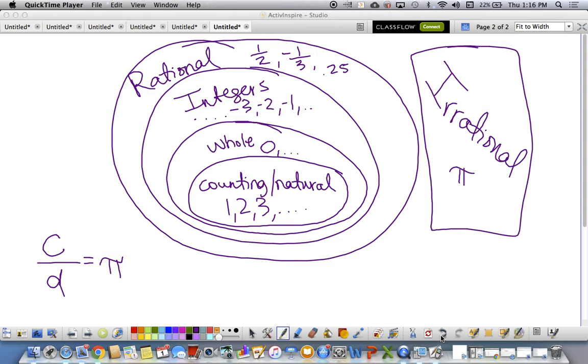Okay? 22 over 7 is a rational number. It's an integer divided by an integer. 3.14 is a rational number. It's a decimal that we've stopped. Pi is not. Okay? Was that somewhat good description? More than you probably needed or wanted? Okay? Are there any other irrational numbers?